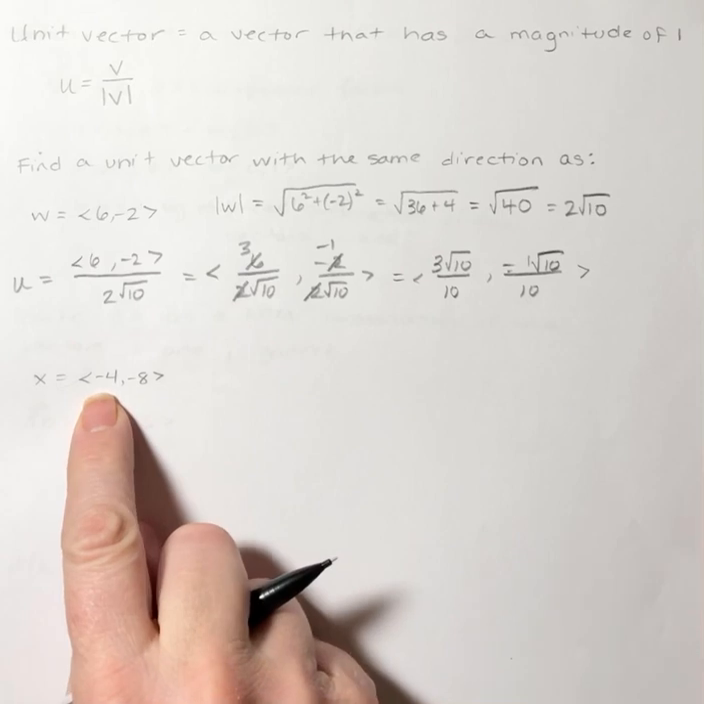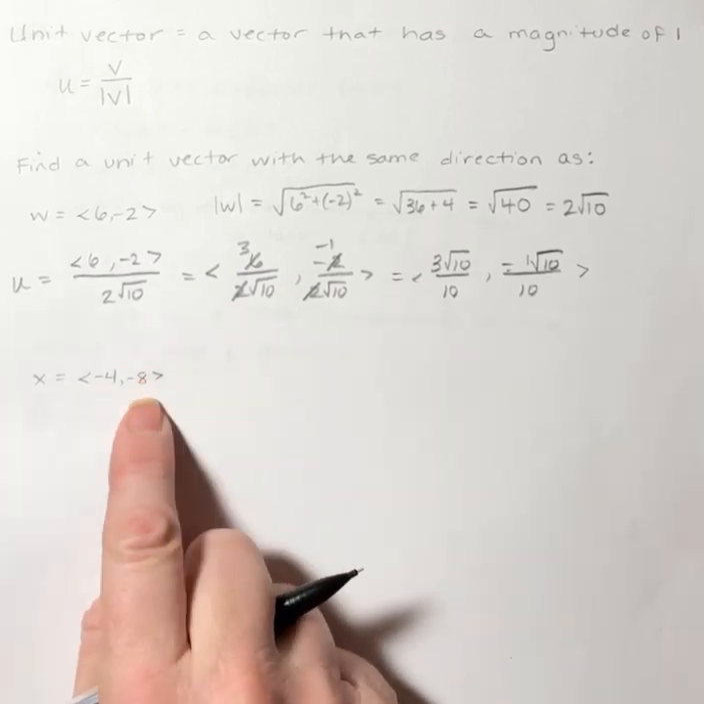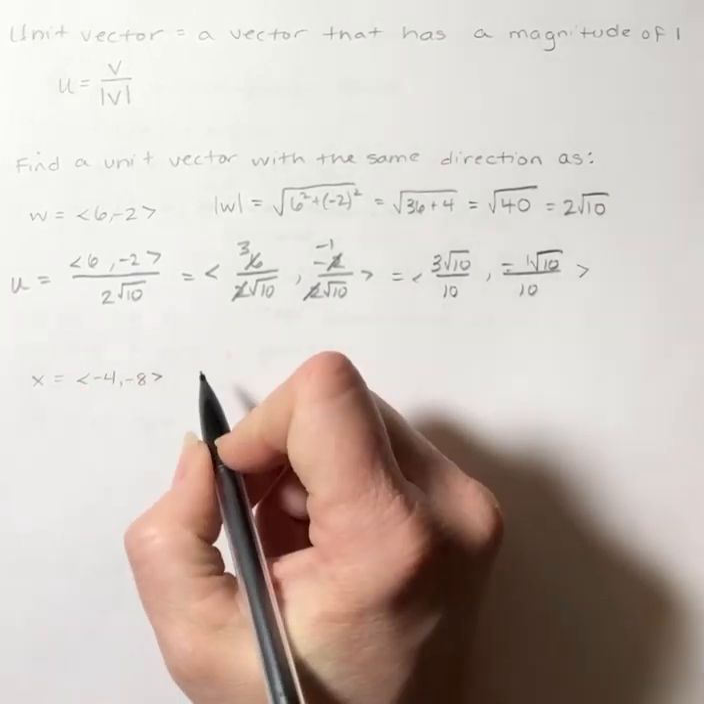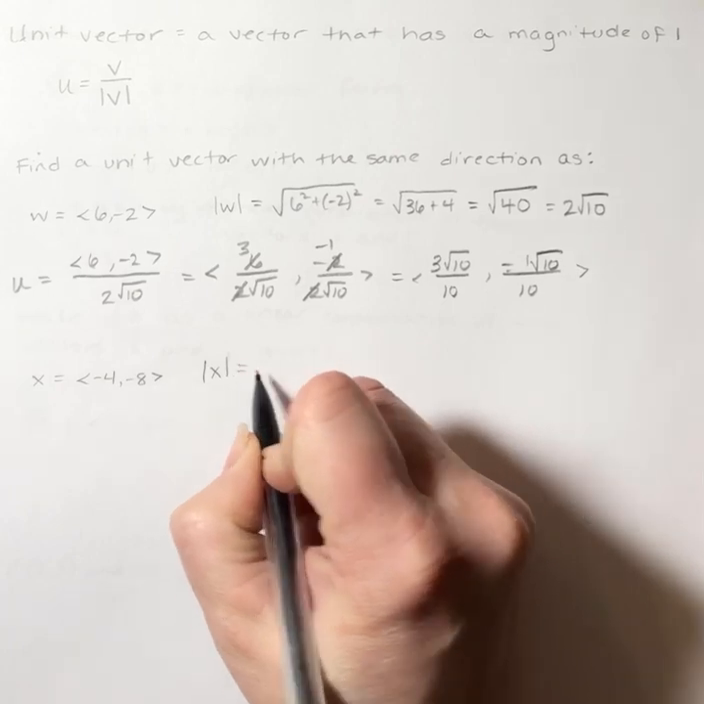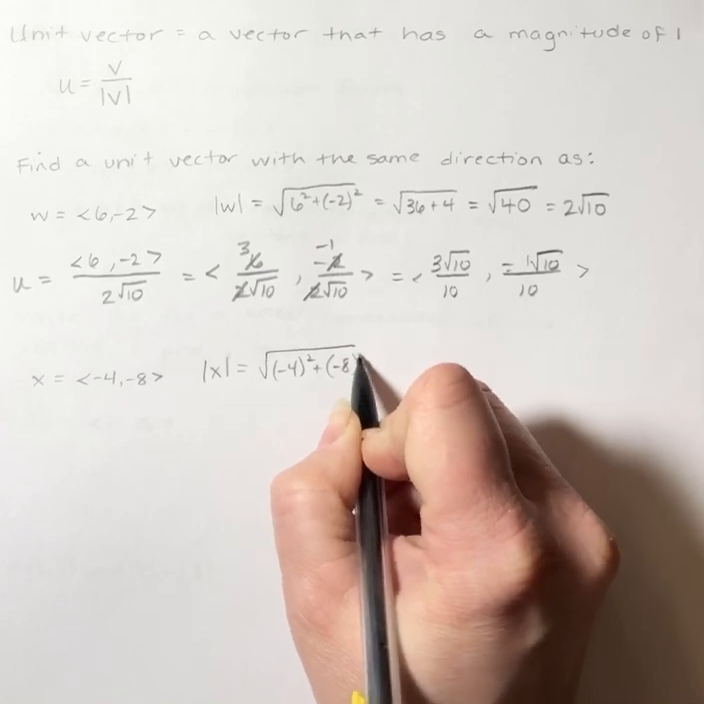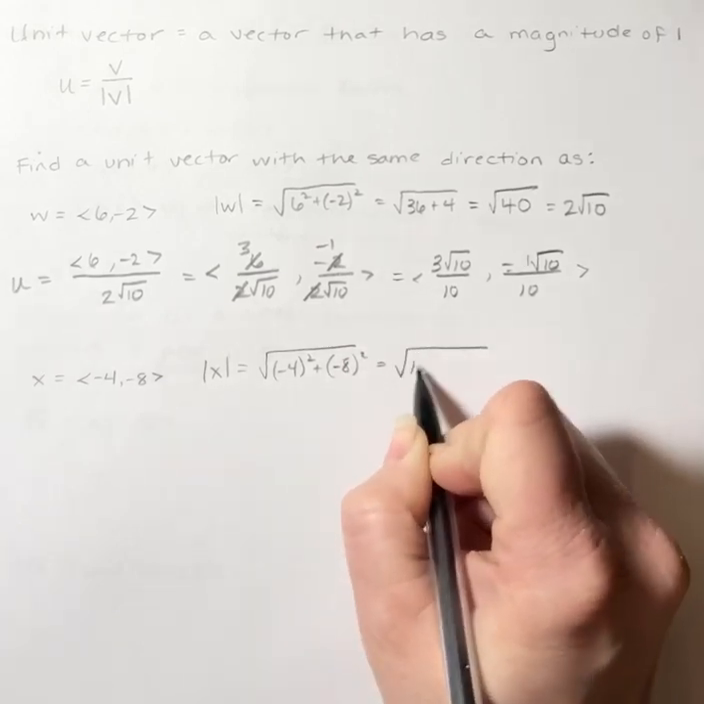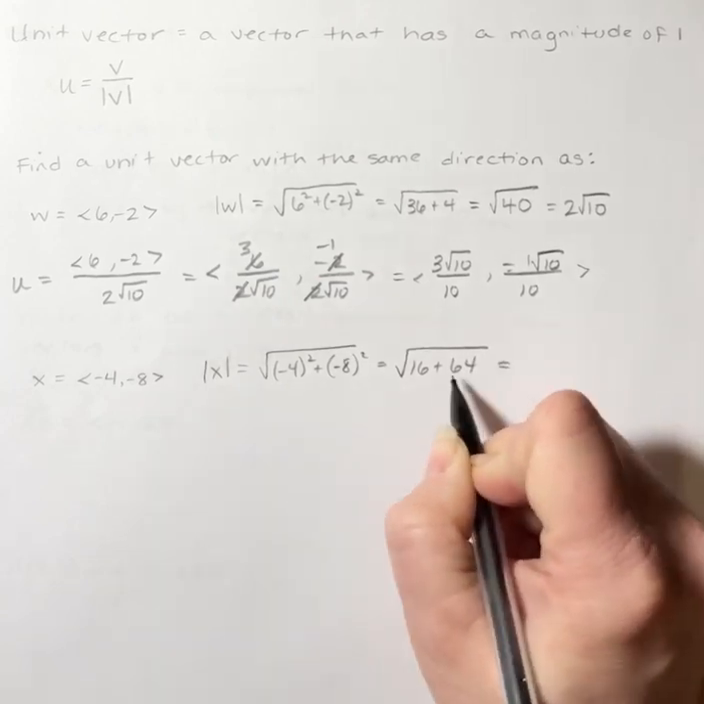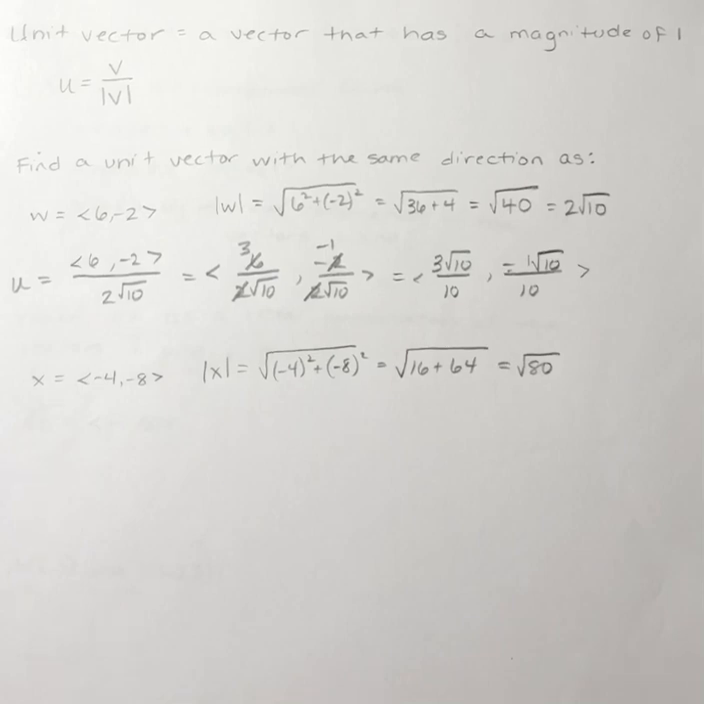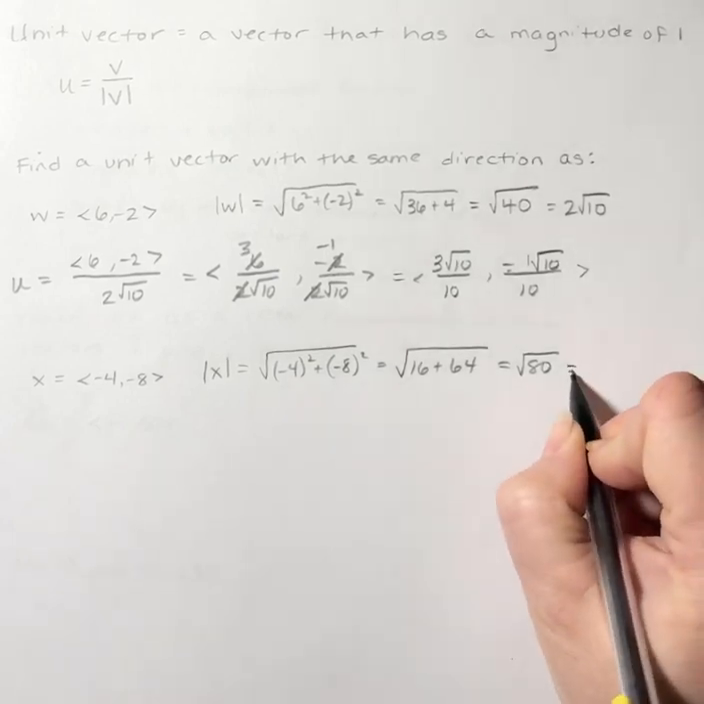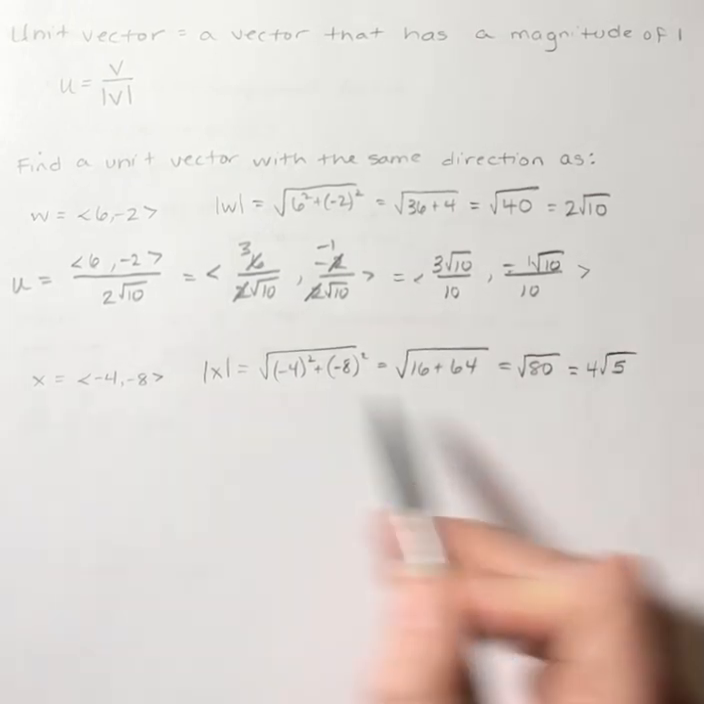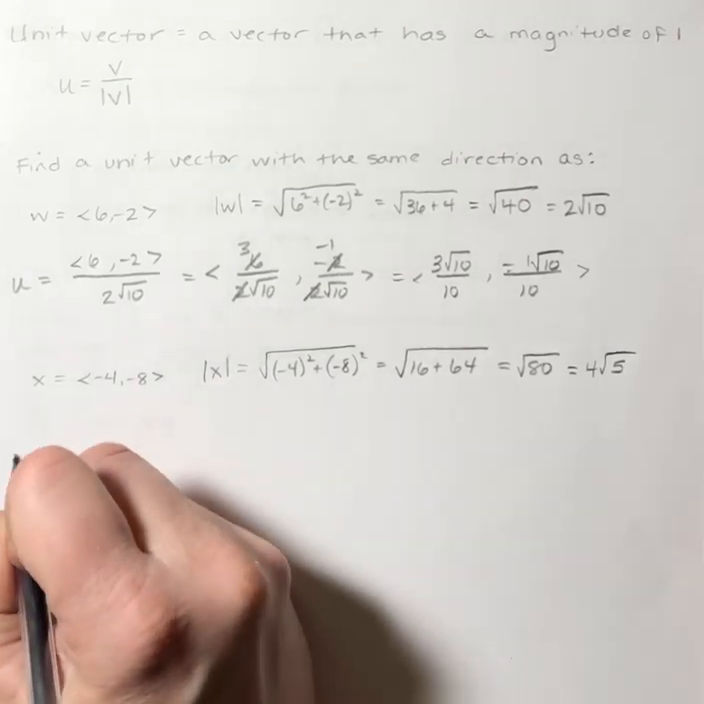All right, let's do this one. So my vector is negative 4, negative 8. I want to change that to a unit vector that has the same direction. So I'm just going to take this divided by its magnitude. So I have to find its magnitude first. So the square root of negative 4 squared plus a negative 8 squared, or 16 plus 64, which is 80. 80 has a perfect square factor, excuse me, of 16. So I get 4 square roots of 5. So I'm going to take my vector divided by this to find my unit vector.